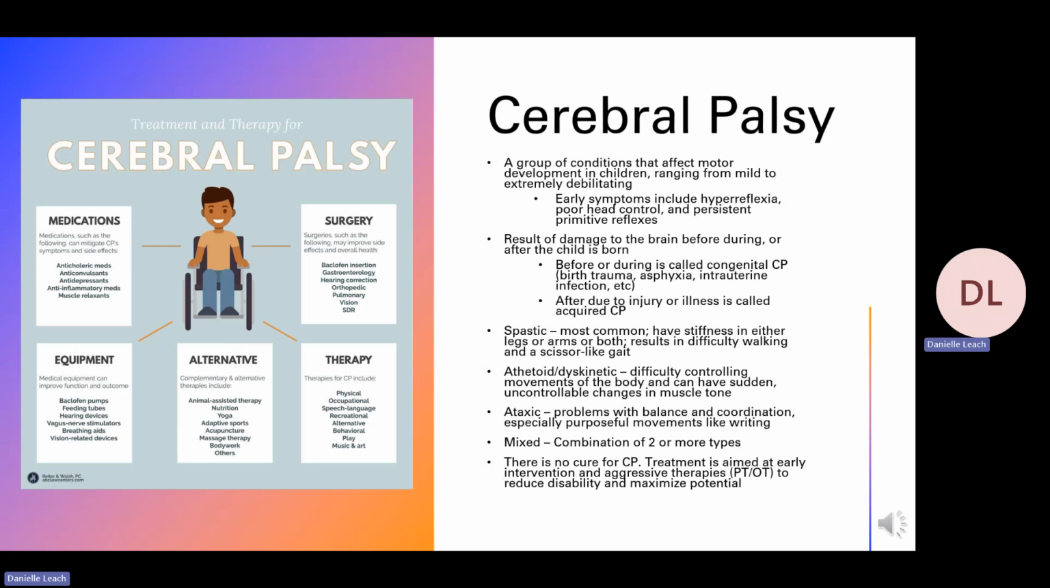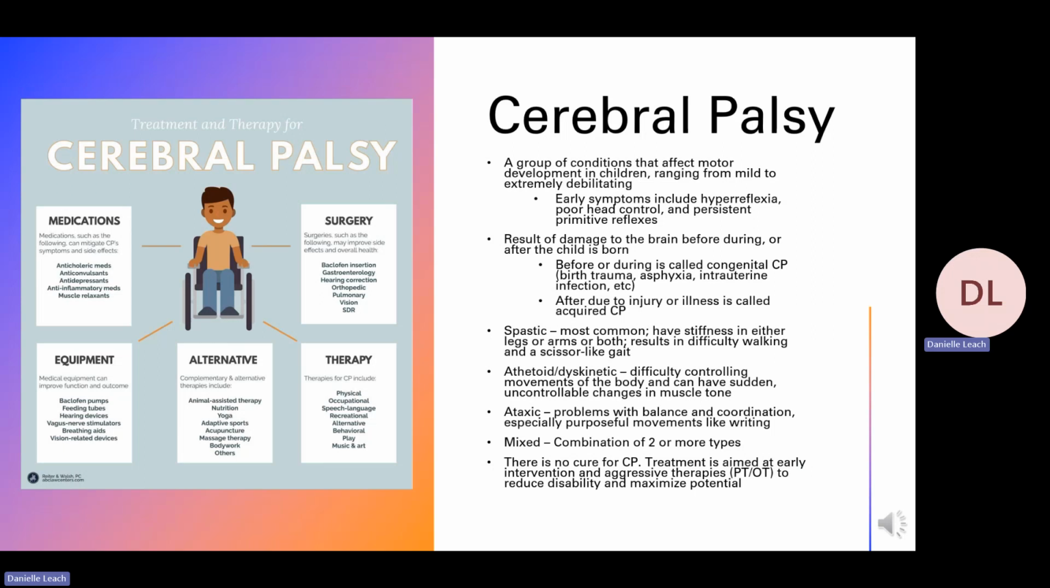Cerebral palsy is a group of conditions that affects motor development in children, and it can range from very mild to extremely debilitating. Cerebral palsy is the result of some sort of damage to the brain that happened either during birth, before birth, or even after the child's born.